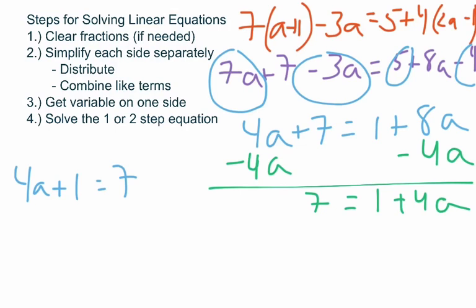To isolate this, this is a positive 1, so I would subtract 1 from both sides. And again, the reason you're subtracting it is because 1 minus 1 is 0. Even if you had a minus sign there, the 1 is still positive, and we're working top to bottom. So 1 minus 1 is 0. That's why they're going to cancel out, and that is going to give me 6 equals 4a.